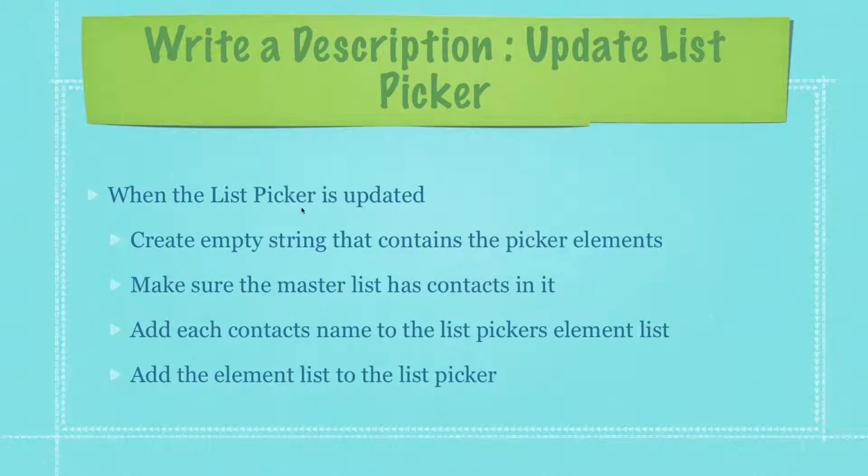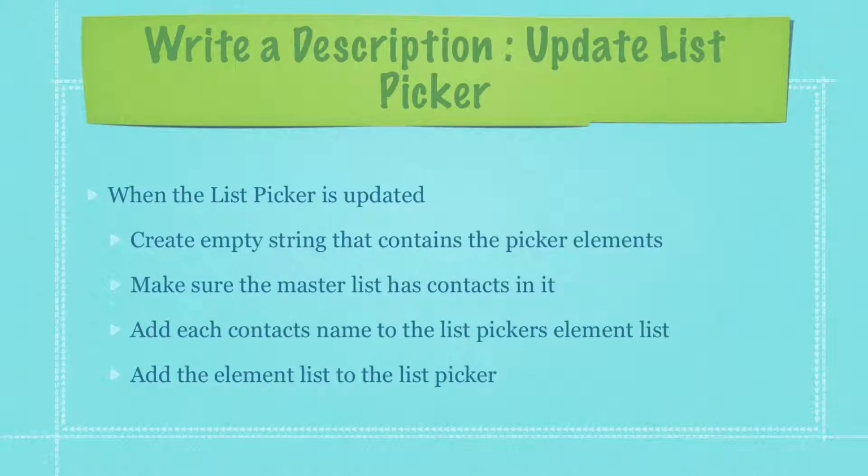Then, when the list picker is updated, what do we want to do? We want to first create an empty string that's going to contain the picker elements, because how we add elements to a list picker is we create a string that's just a list of items separated by commas. We're then going to make sure that the master list has contacts in it, and then we're going to say that we want to go through the master list, and for each contact we want to put it in the string which is going to represent our element list. That is exactly what we want to do. This page right here and this one right here.